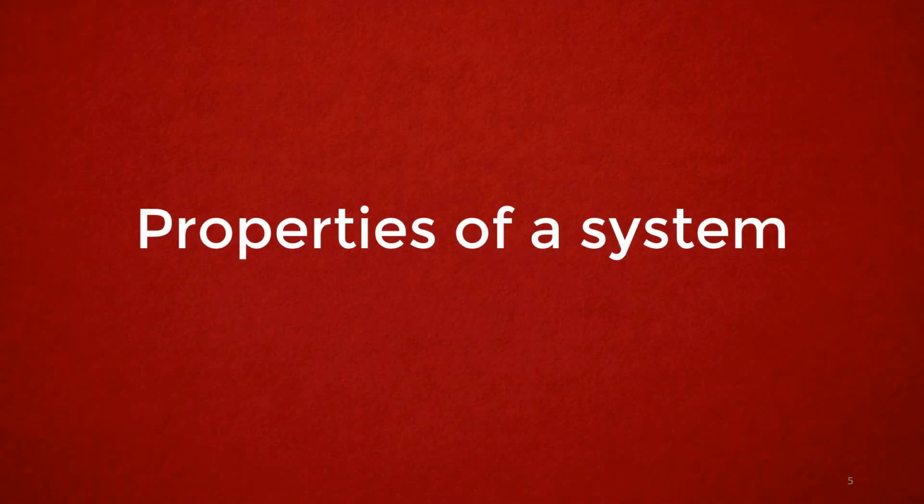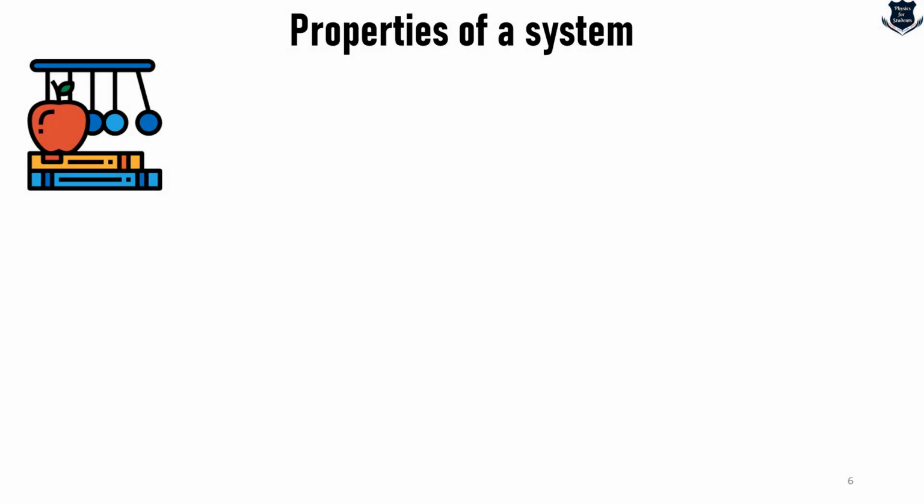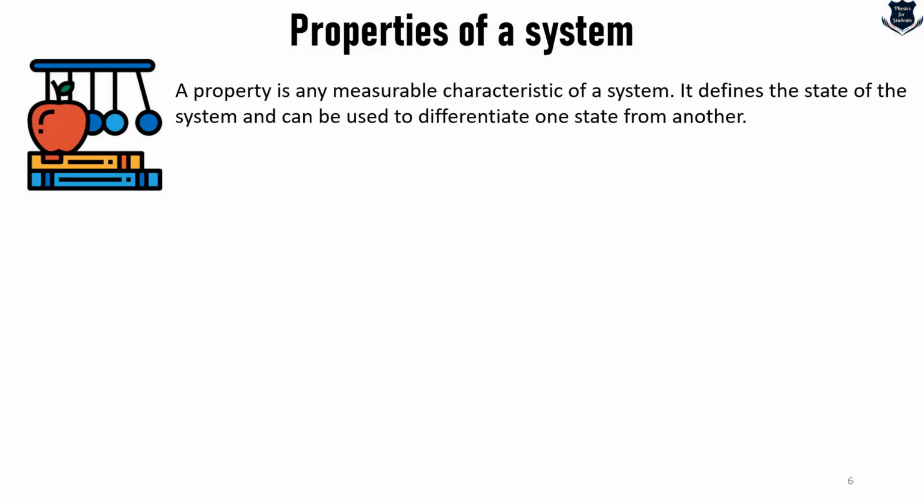So in this video, we will first start with the properties of a system. In general, we have understood what is meant by a system, and there are certain properties which are in a system. So what does a property do? It defines the state of the system, which can be used to differentiate, that is to tell that this system is a little bit different from another.